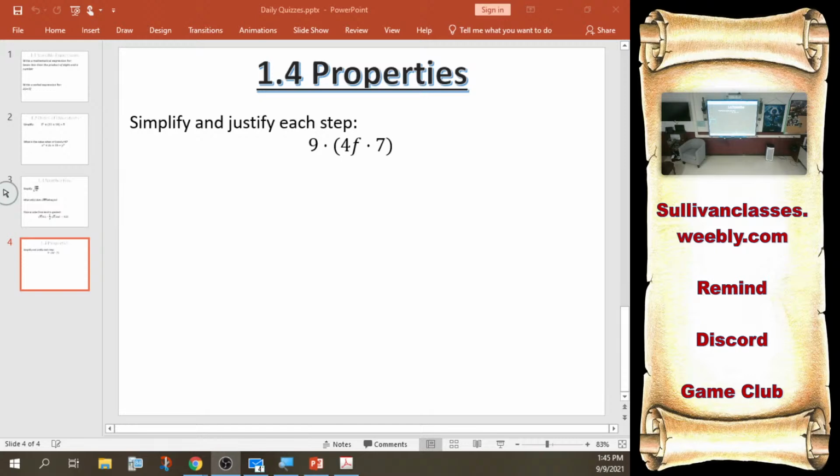When it says justified, does it mean like just say what you're doing? Tell me the property or whatever definition you are using to do that step. I will tell you, to get from here to the final answer, there should be 3 steps, 3 properties.